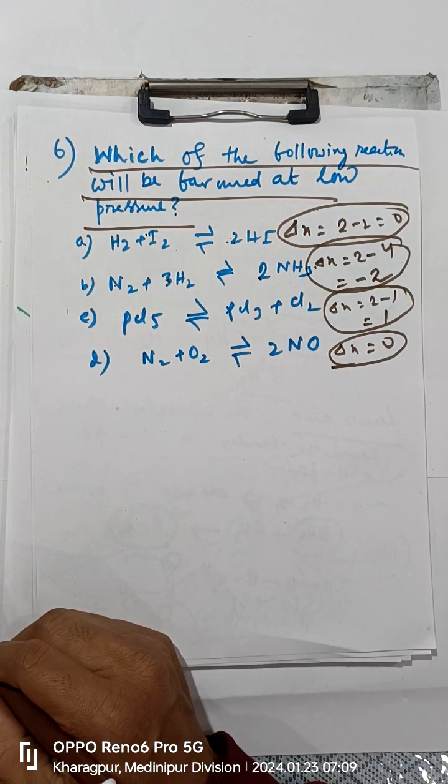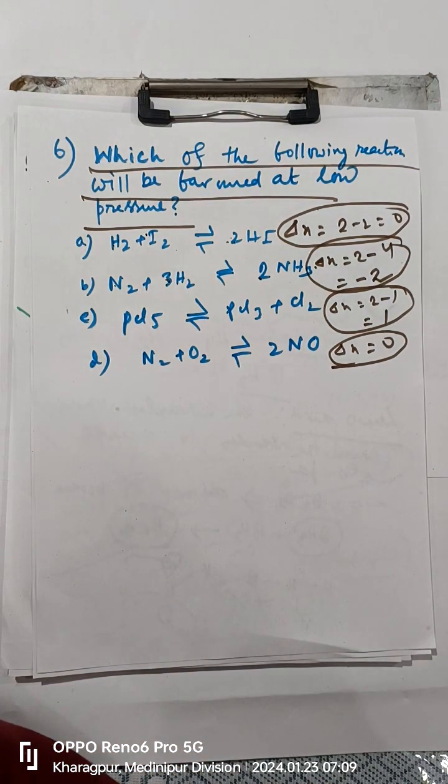Now, at low pressure, when the equilibrium exists, if you are decreasing the pressure, then the system will try to maintain its equilibrium. To minimize the effect of lowering the pressure, it will move in the direction where the pressure increases.